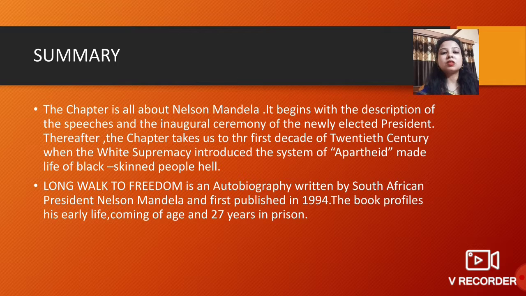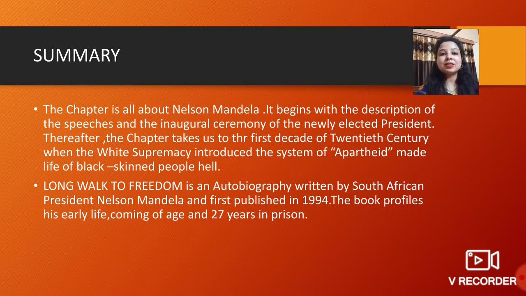The day was the oath-taking ceremony of the newly elected president, and that has been described in the beginning of the chapter. Who was the newly elected president? Obviously, Nelson Mandela. Thereafter, the chapter takes us to the first decade of the 20th century when the white supremacy introduced the system of apartheid and made life of black-skinned people hell. So, after giving a short description of the inaugural ceremony of the newly elected president, the chapter takes us to the first decade of the 20th century.